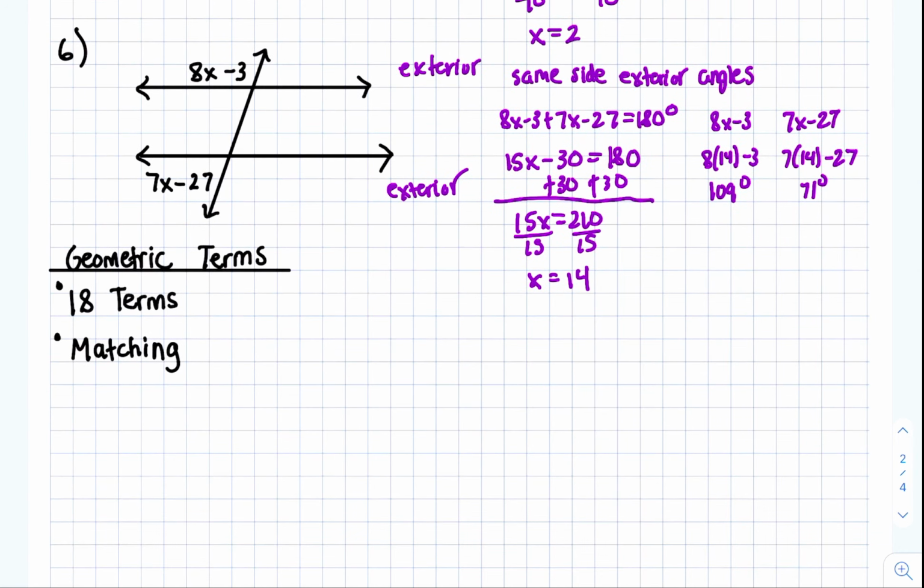Okay, for your geometric terms, there's 18 terms that you guys did, and this is the same as your homework that you guys did for the geometric term scavenger hunt. 18 terms, and they're going to be matching. You're not going to receive all 18 terms, but you're going to receive random ones that I pick. And we are going to take our exam on Edulastic, so it's going to be matching, going to be random 18 terms, not going to be all of them. Might be 4, might be 5, might be 3, who knows, but it will be matching.